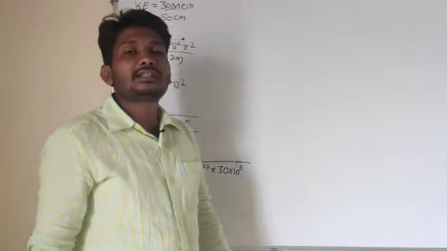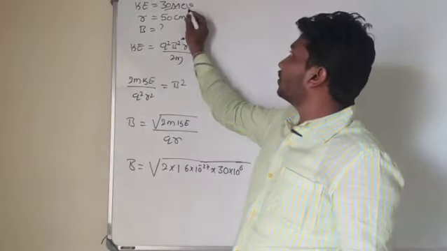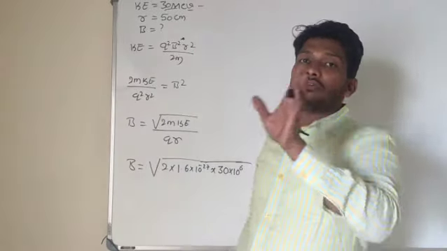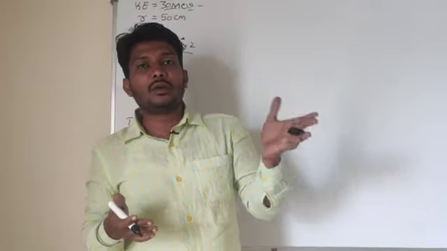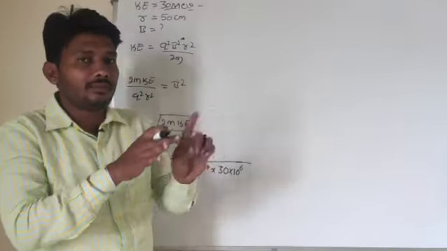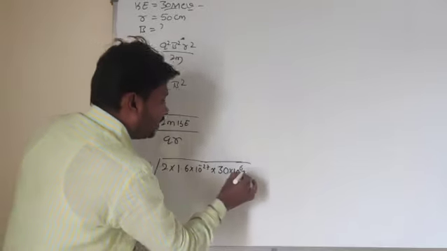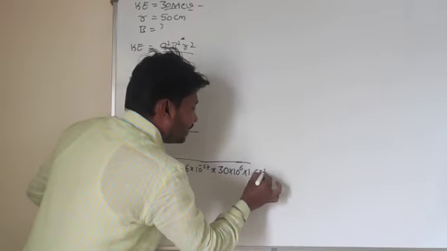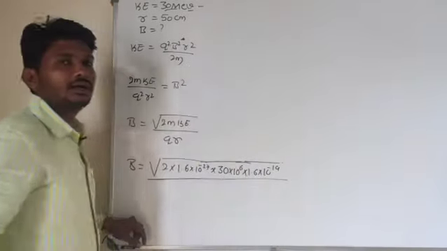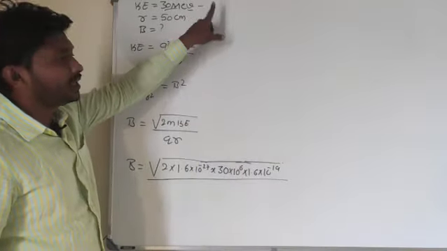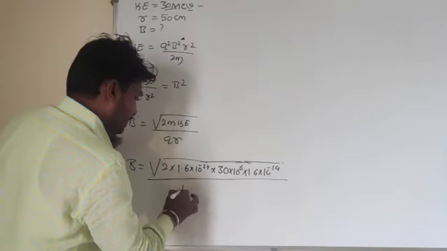I want to convert this energy from electron volt to joules here. How to convert that energy from electron volt to joules? From joules to electron volt, divide by 1.6. From electron volt to joules, I will multiply by 1.6 into 10 to the power of minus 19. Okay, so that energy I am converting from electron volt to joule here.